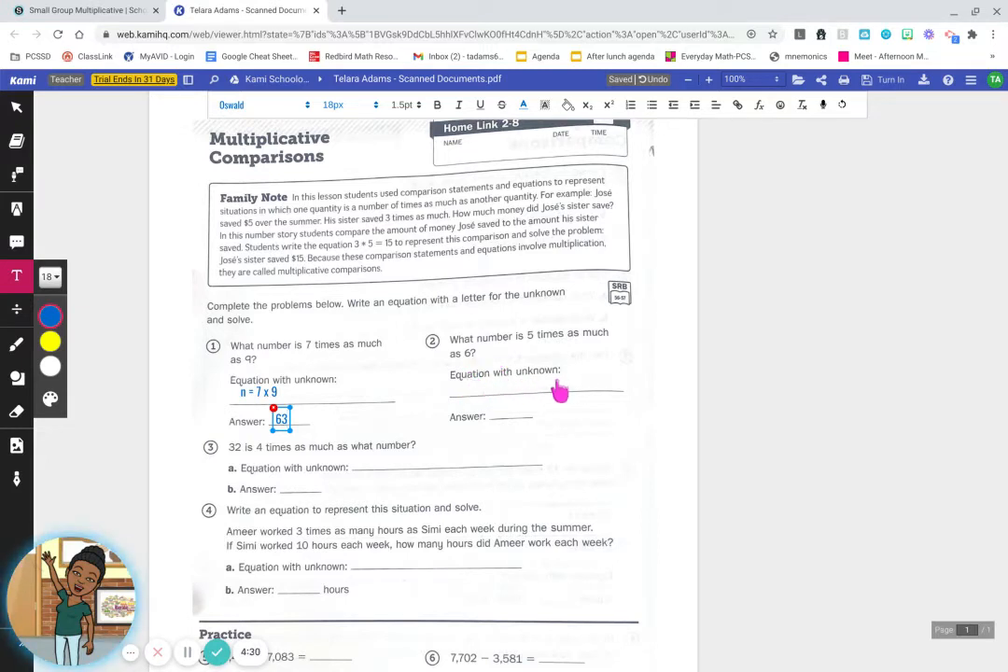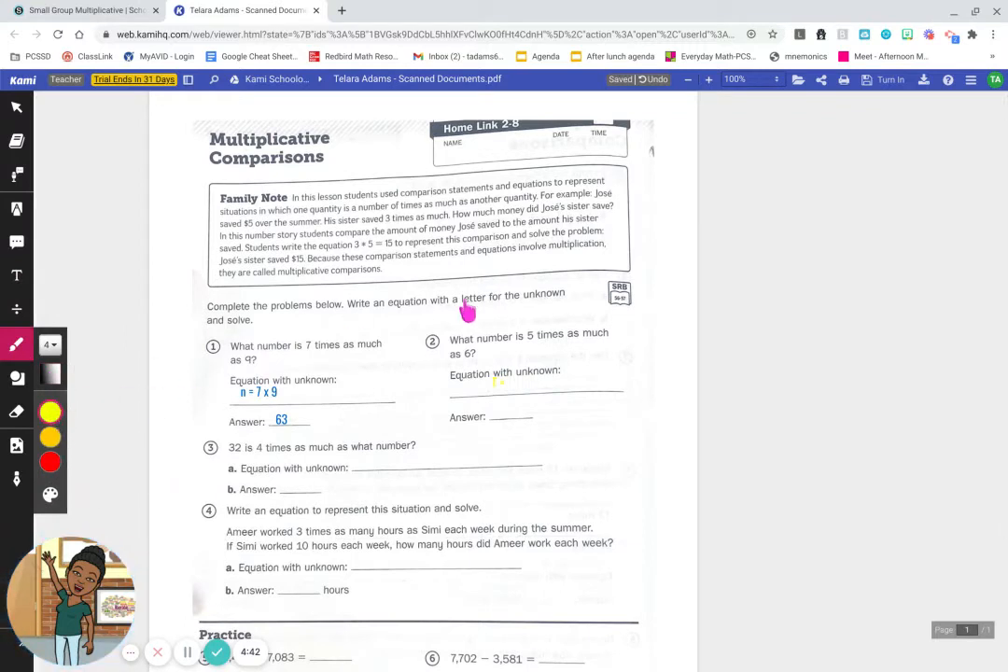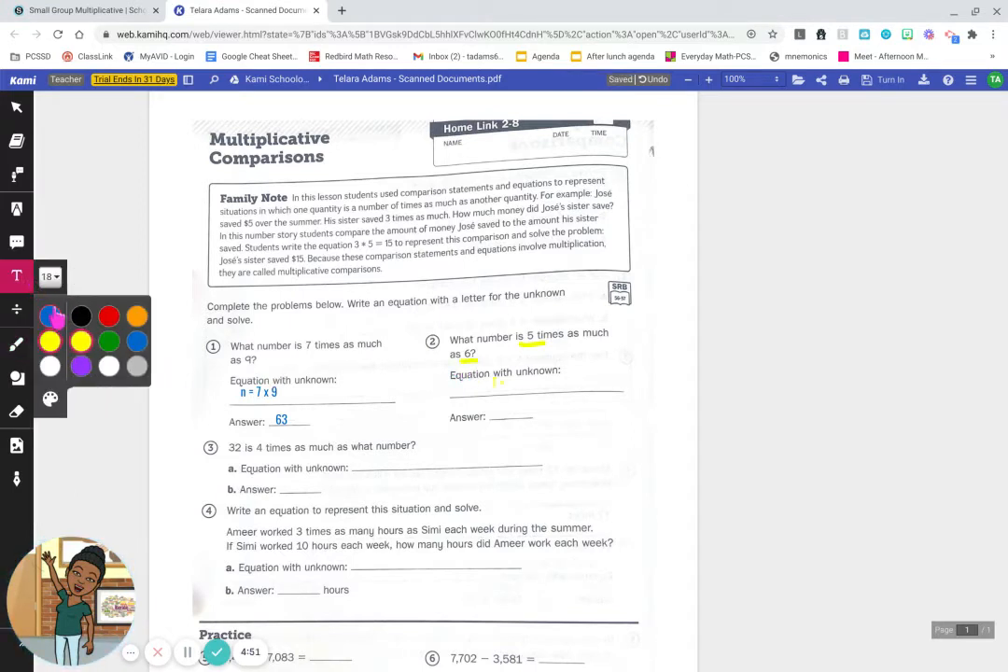Number 2, what number is 5 times as much as 6? Equation with unknown. That means they want us to put a letter for the unknown. This time, I'm going to use the letter T. T equals, you tell me, what information am I gathering? What do I know? 5 times as much as 6. Yes, so that's the information I'm going to use for my equation.